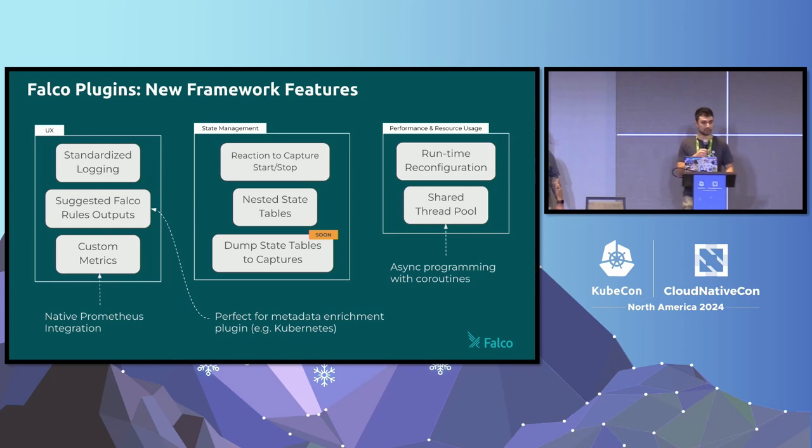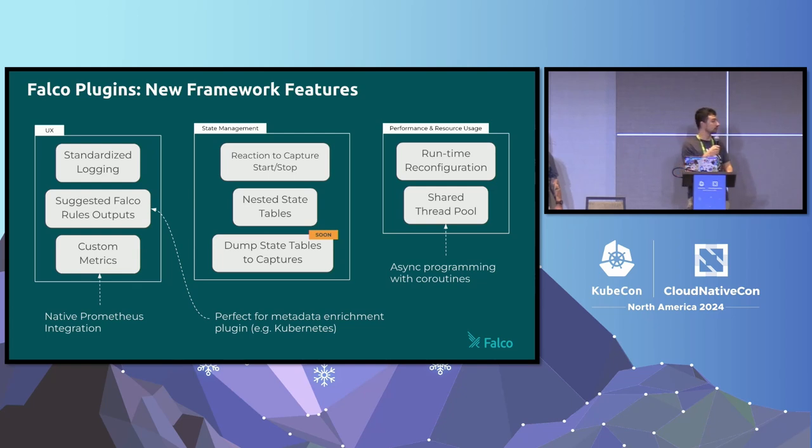Performance and resource usage is one of our first priorities. Plugins can define and access nested state tables, which for context is the internal way through which Falco keeps track of open file descriptors, which are now accessible and editable in plugins as well. And there's one thing that we are about to wrap up in the next few weeks, which is for plugins to collect the state of themselves and dump it in a form that can potentially be replayed later on or analyzed.